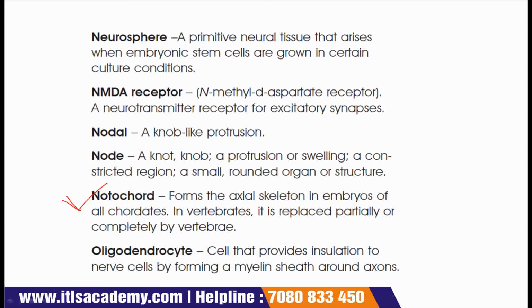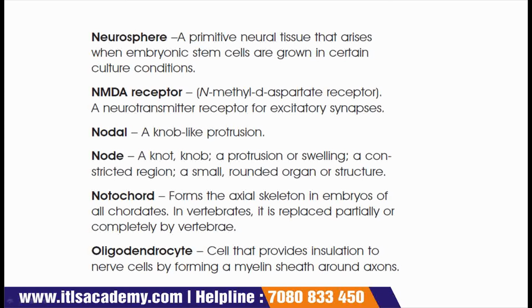Next, very important term is notochord. This notochord forms the axial skeleton in the embryos of all chordates. This term is very important because these are all chordates without any exception. In vertebrates, it is replaced partially or completely by vertebrae. Our vertebral column is formed from this notochord, or we can say not the removal, this is a type of transformation. This notochord converts into the vertebral column.